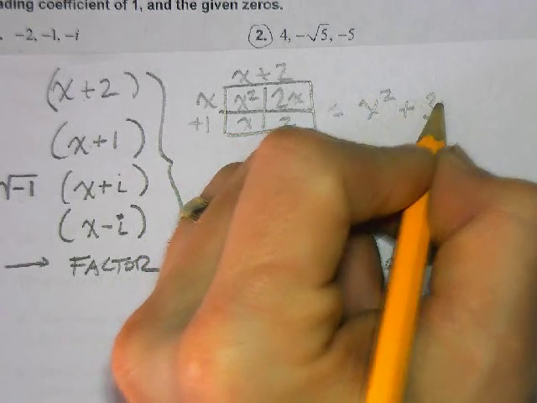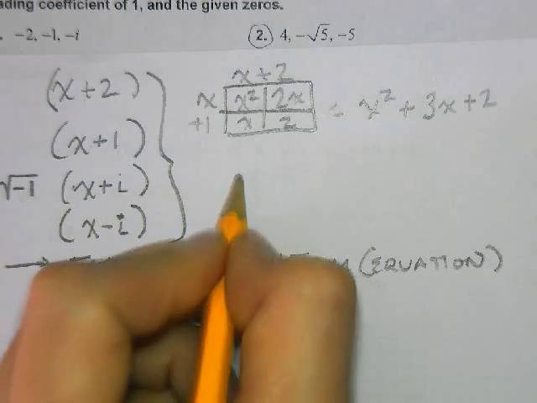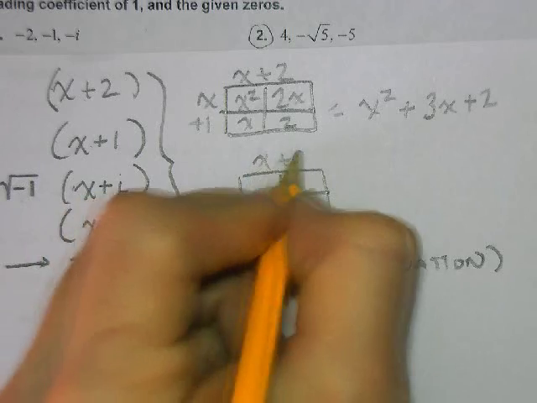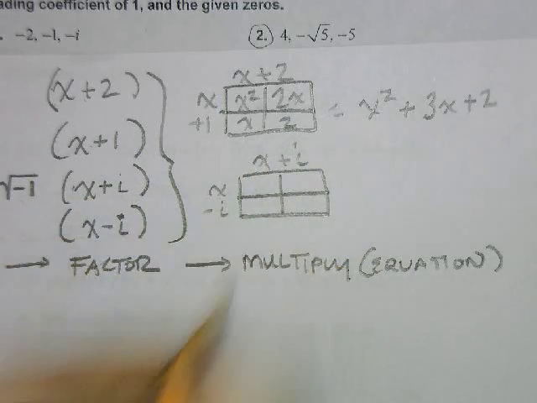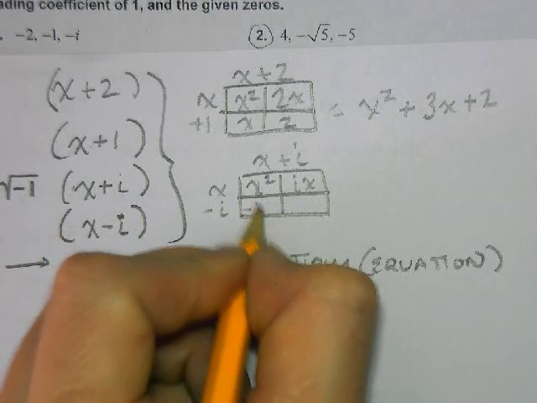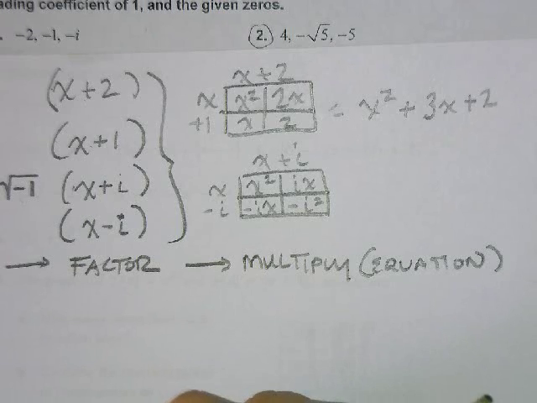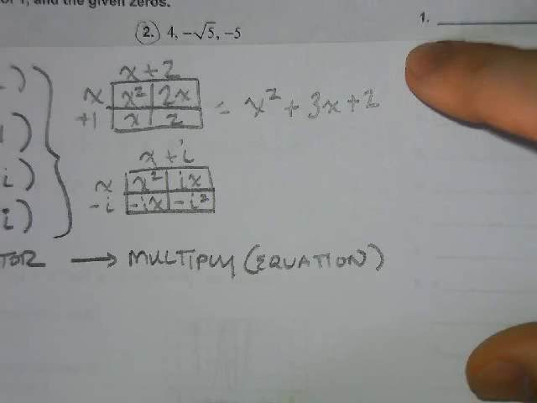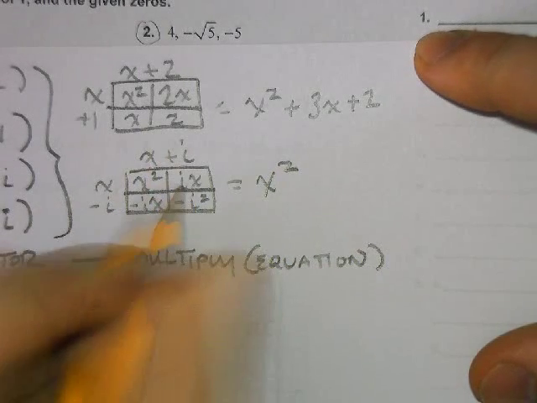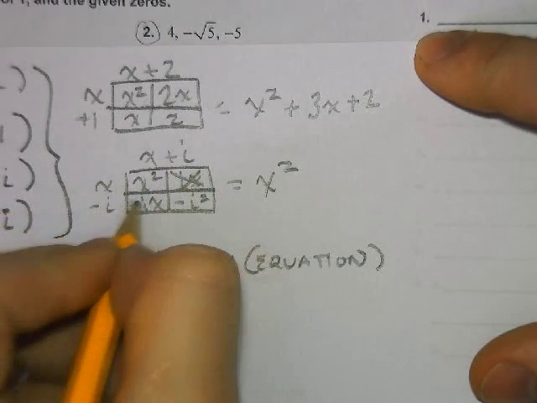When we multiply these two binomials together, you get x plus i times x minus i. And that gives you x squared plus ix minus ix, and then minus i squared. You can see that x squared is going to come out of this, and then ix minus ix, this is basically like $1 minus $1, so you can cancel those out. They cancel out to 0. And then minus i squared.